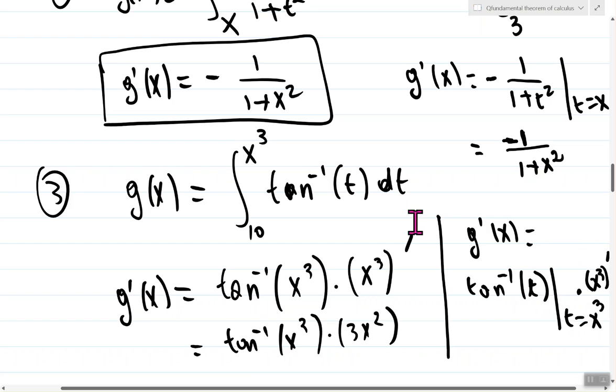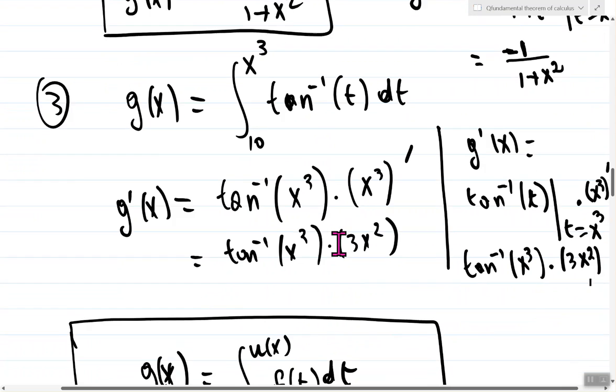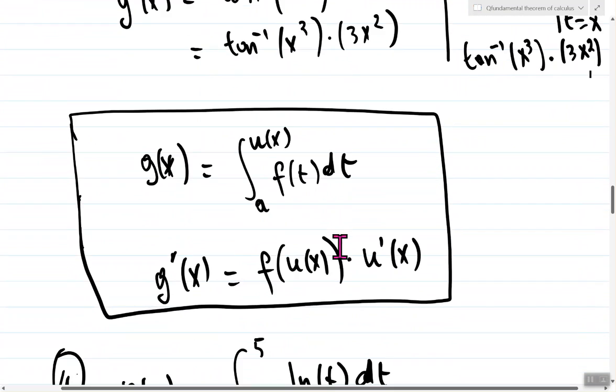So first you copy the integrand, then you evaluate the integrand at t equals x to the third, and then you take the derivative of x cubed, which gives you 3x squared. So you get what they have here. This is not just x; it's a function of x. That's what you do.